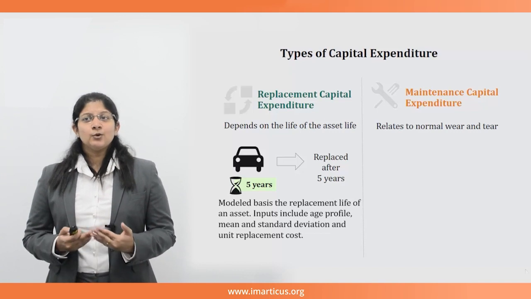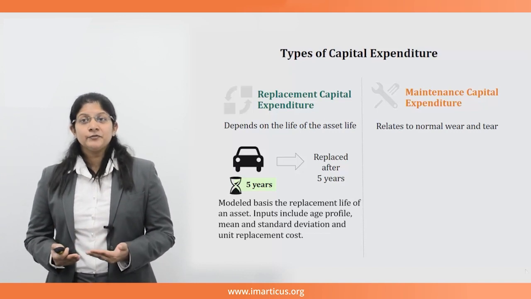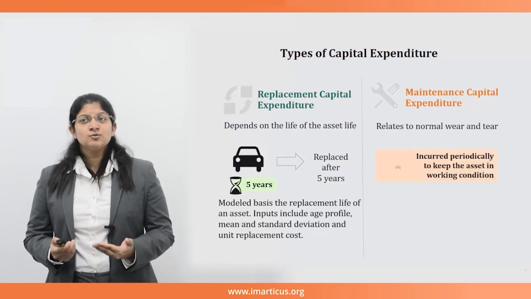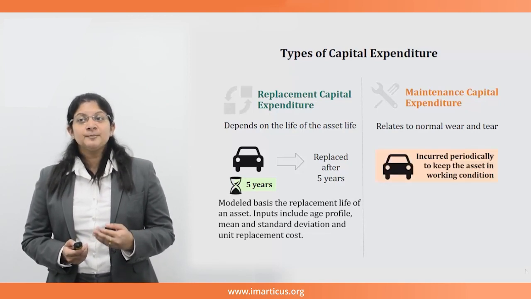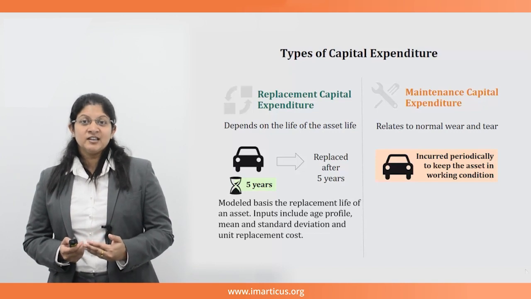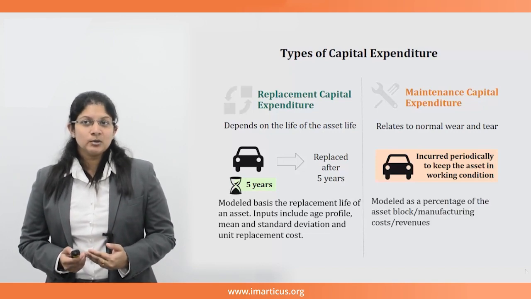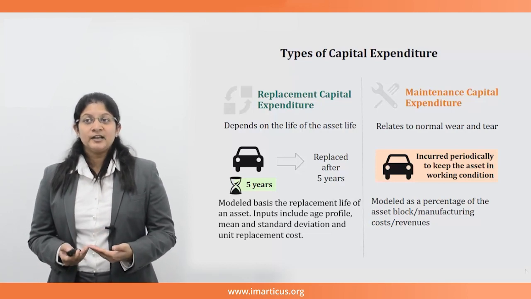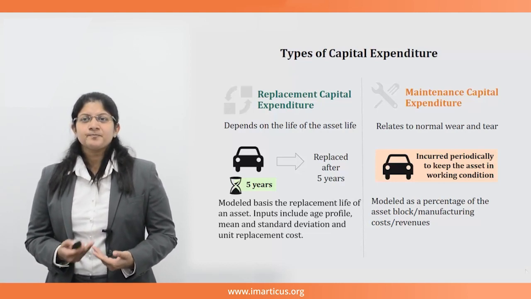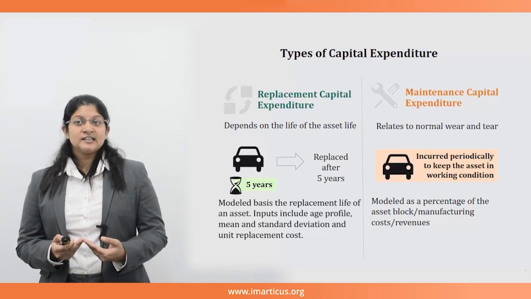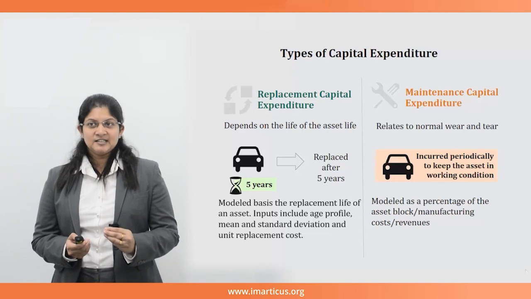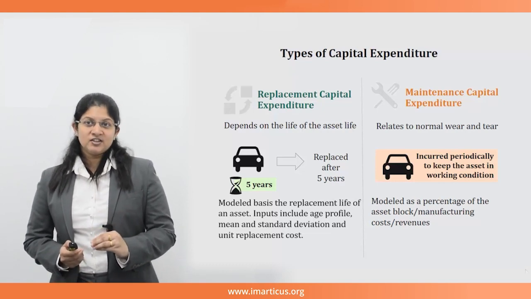This could be something like oiling of machinery parts, painting of the office building, servicing of air conditioners or vehicles, and such other routine expenses which need to be incurred periodically to keep the asset in working condition. It is usually modeled as a percentage of the asset block or sometimes even as a percentage of manufacturing costs or revenues. The logic of considering it as a percentage of revenues is that for every rupee spent on maintaining the asset, X amount of revenue can be generated.